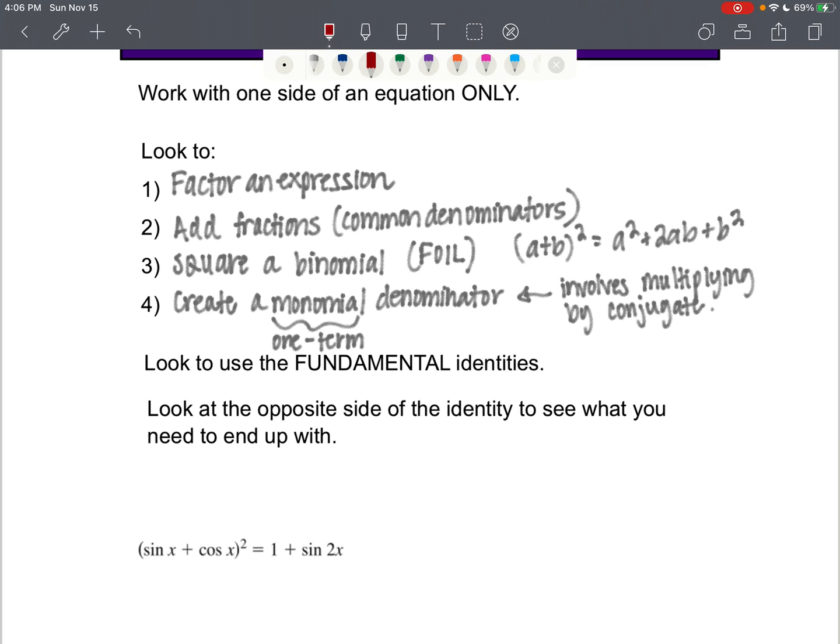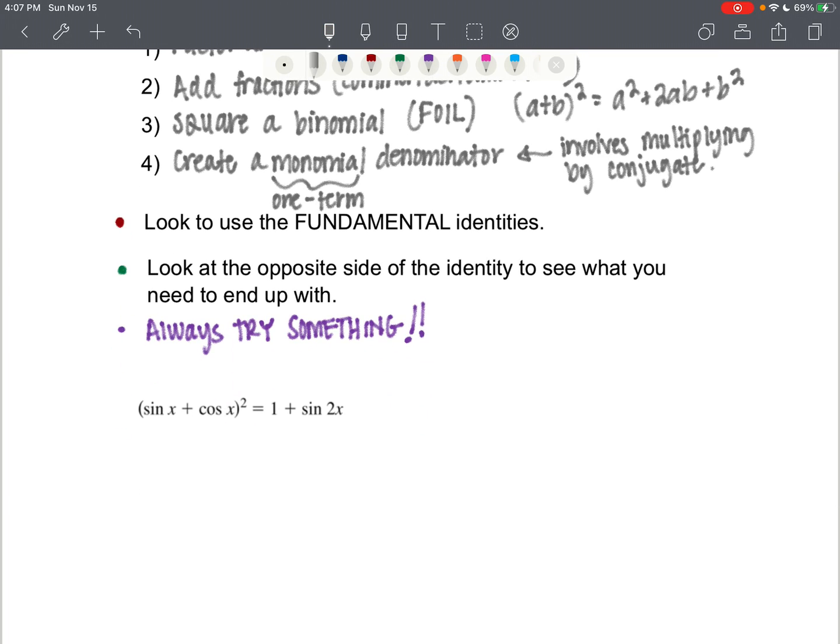You also want to look to use fundamental identities. Look at the opposite side of the identity to see what you need to end up with. And last but not least, always try something. Dead ends will lead you somewhere. A dead end will give you insights to another problem. So always try something.